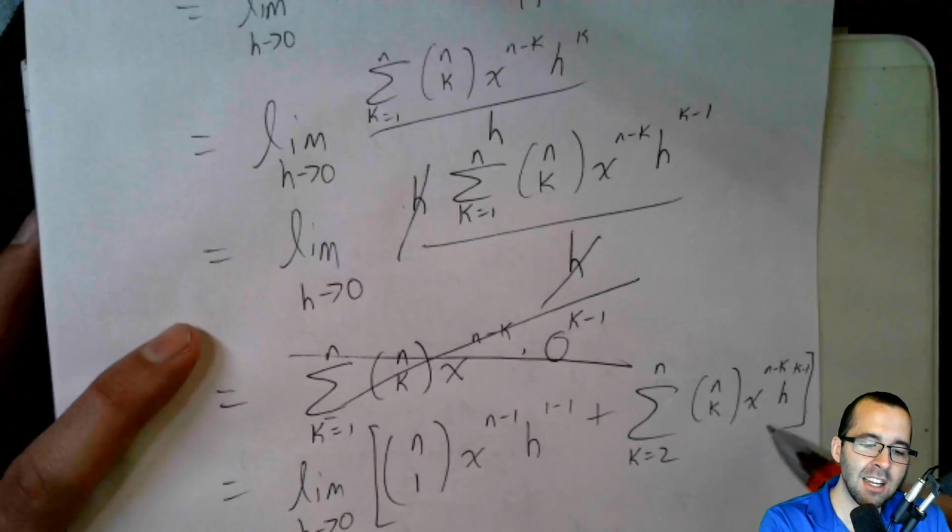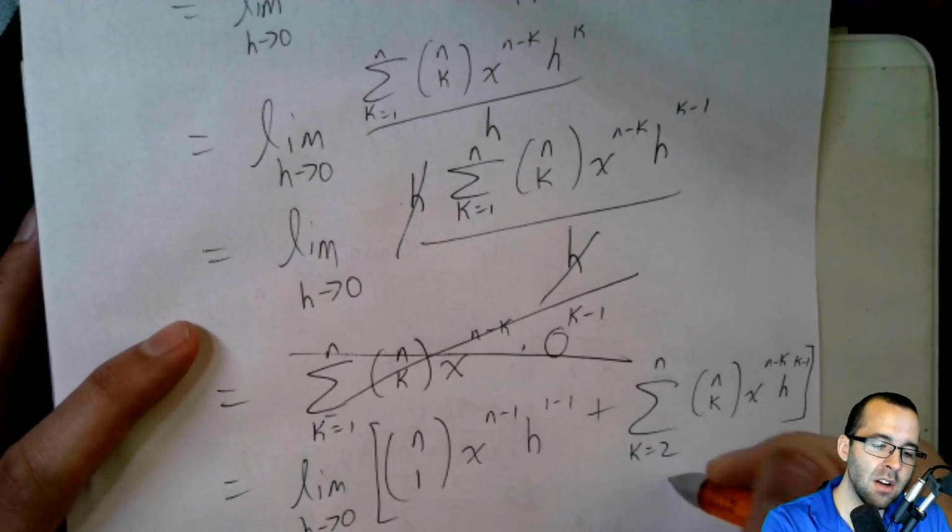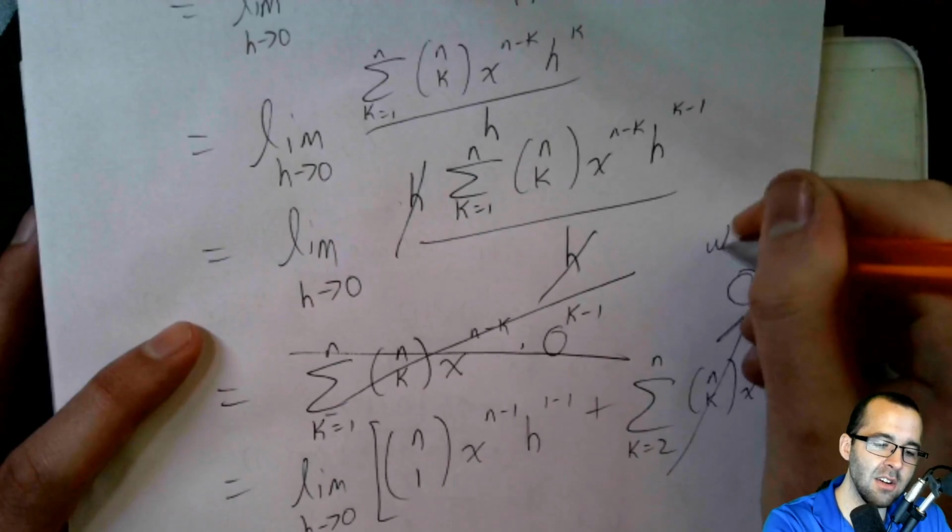Because now everything in here has an h. So when h equals 0, all of this goes to 0.